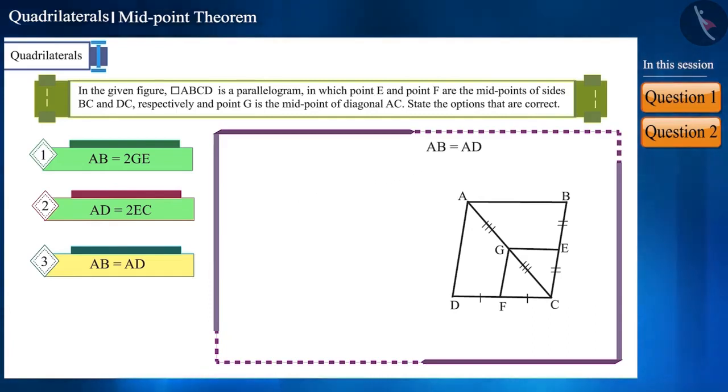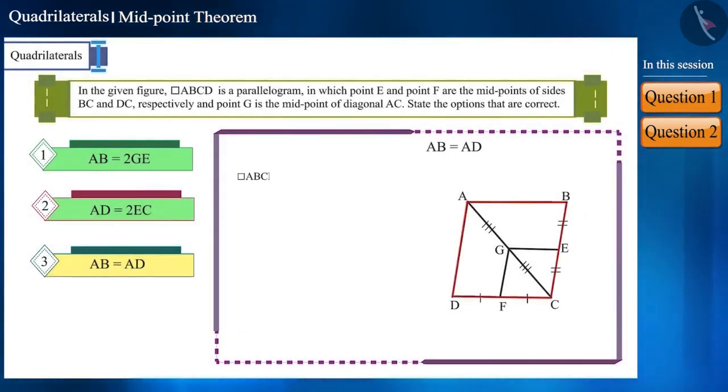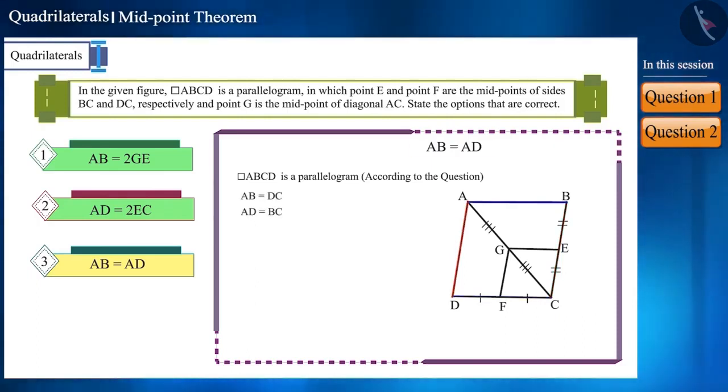Now let's look at the third option. Friends, this is quite easy. Pause the video and check it yourself. We are given that ABCD is a parallelogram, and the opposite sides of a parallelogram are equal. But both these sides are adjacent sides. If these were equal, then quadrilateral ABCD would have been a rhombus, which is not the case. Therefore, this option is incorrect.